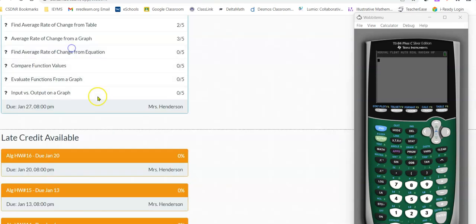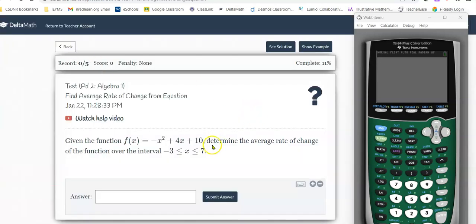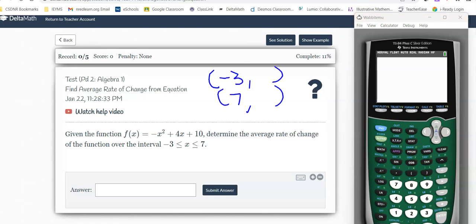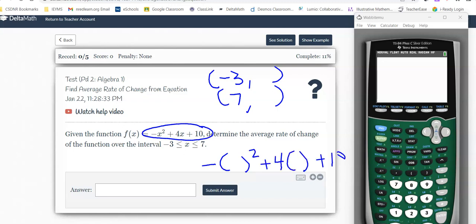Okay, the last one is finding the rate of change from an equation. There's 2 ways you can do this, the hard way or the easy way. So the hard way is that we know that we have x values or inputs of negative 3 and positive 7. And they want you to find the output. Now you could certainly take this formula, remove the x values, and replace them with your inputs. You could put a negative 3 here, a negative 3 here, get your output and put your answer right there.